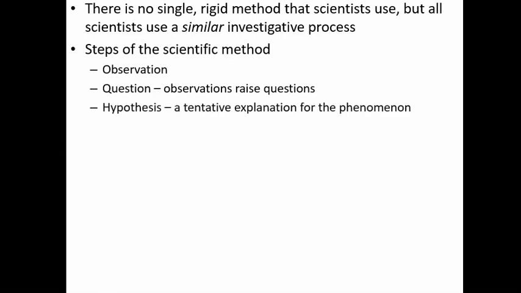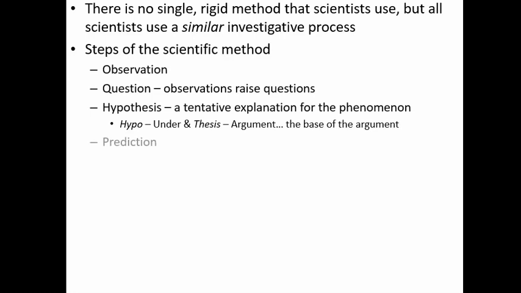The steps of the scientific method include observation, and questions that arise from these observations, being the things you might see, hear, or otherwise take in with your senses. We form a hypothesis, a tentative explanation for the phenomena we observe. That word comes from Greek root words, hypo meaning under, and thesis meaning argument. The hypothesis is the basis of a scientific statement or argument.